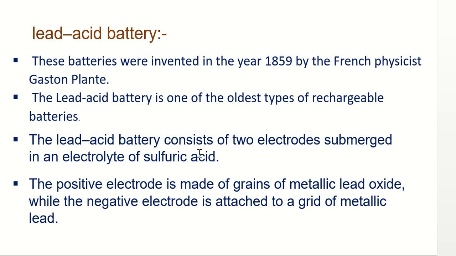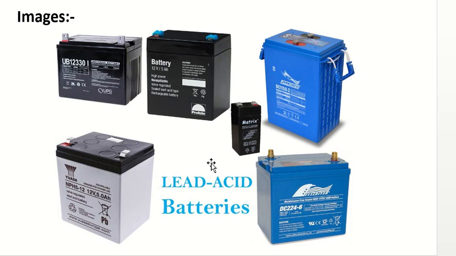The lead acid battery contains two electrodes submerged in an electrolyte of sulfuric acid. The positive electrode is made up of metallic lead oxide, while the negative electrode is made of metallic lead. We can see these different types of lead acid batteries used for different purposes.